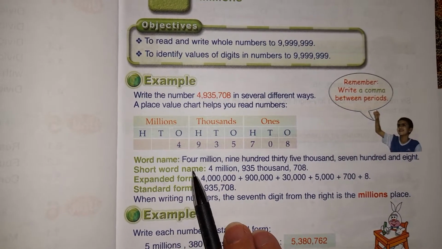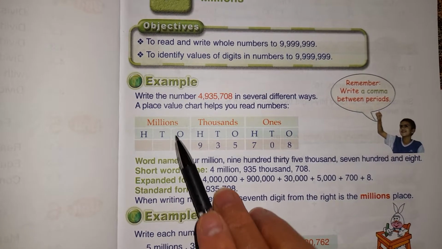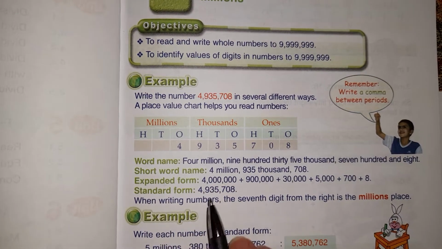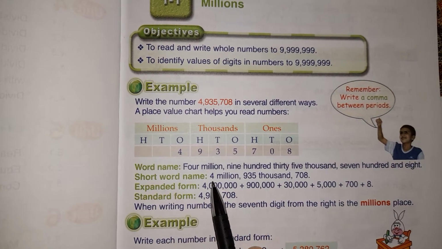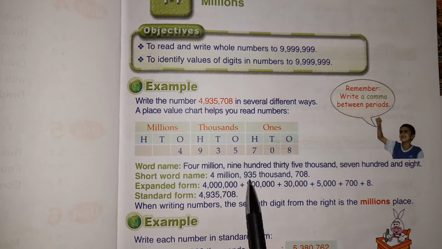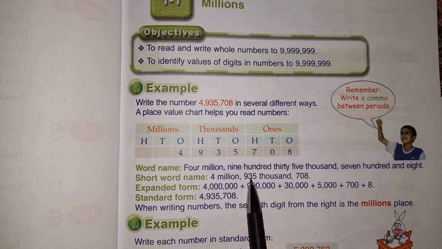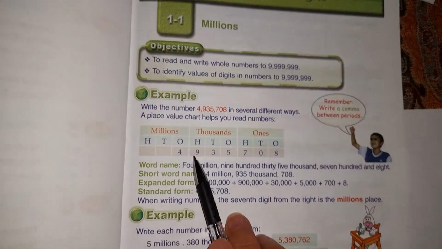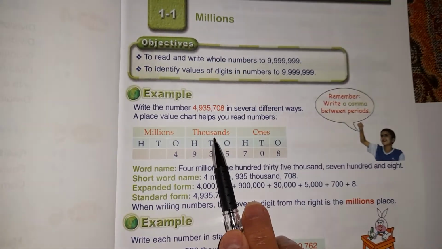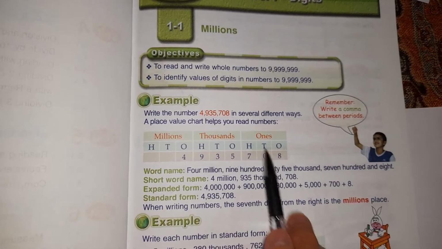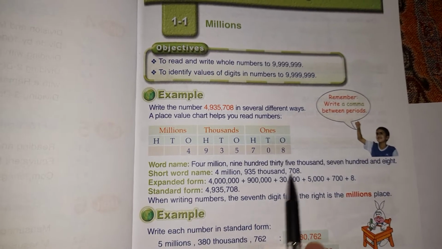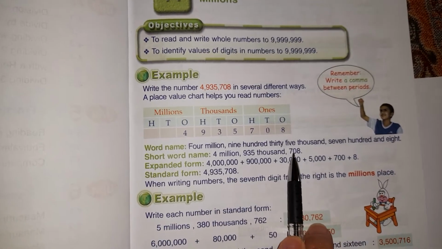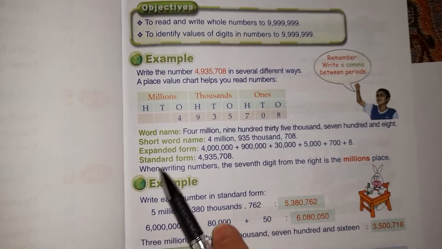The short word name: you take the digit and write the name of the place where it is in the place value chart. For example, this 4 is in the millions, so you will write 4 millions. You don't put pluses. 4 millions. Then you go to the second period, 935,000. You write 935 thousand. And the last period is 708, without the name of the place. Only write 708 and everyone will know that this is the ones period. Now, if you use letters, this means word form.